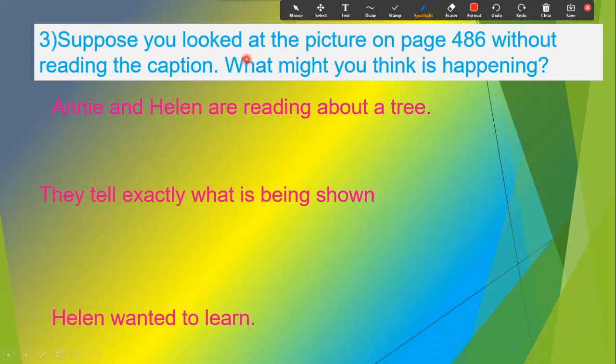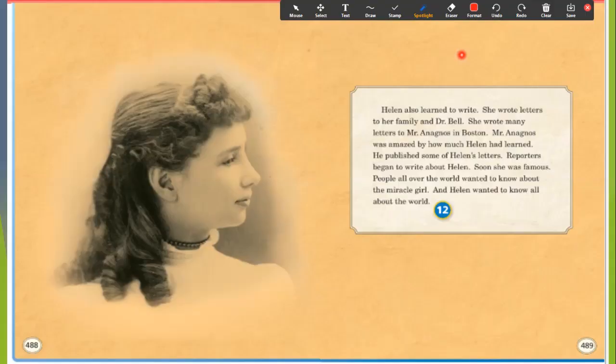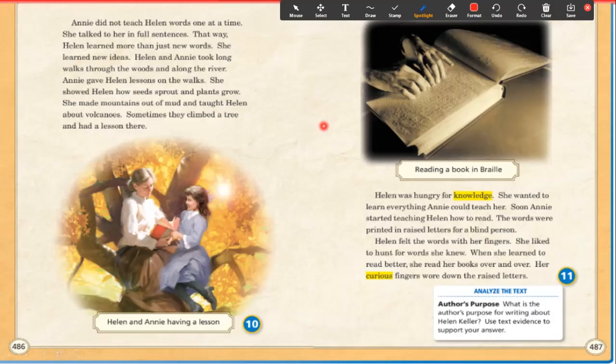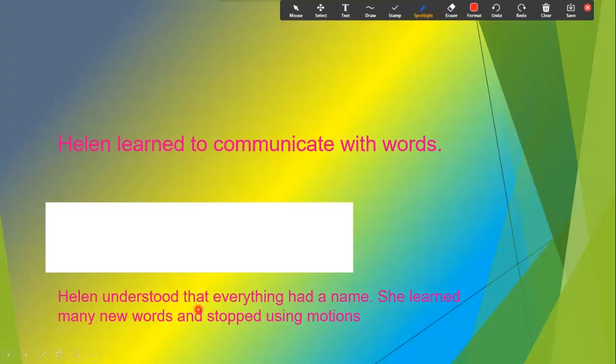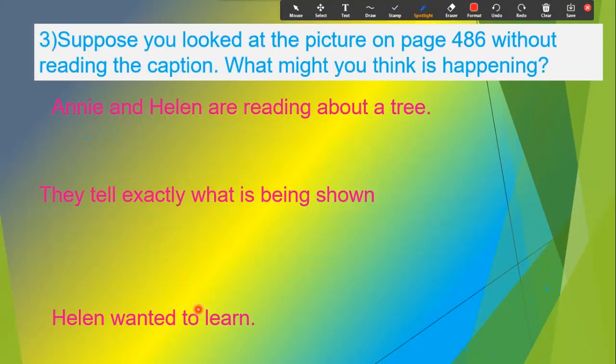Suppose you looked at the picture on page 486, go back to it, without reading the caption. What might you think is happening? We can go back to page 486. Look here. If you didn't read this part, that Helen and Annie are having a lesson, what would you think? I would think that they are reading about a tree.